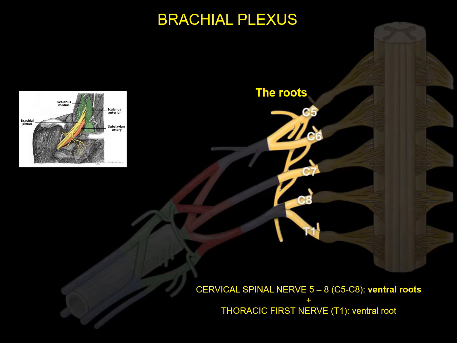The 5 roots are constituted of anterior or ventral roots of the 5th, 6th, 7th, and 8th cervical spinal nerve and 1st thoracic spinal nerve. They are located in the neck, deep to the scalenus anterior muscle.